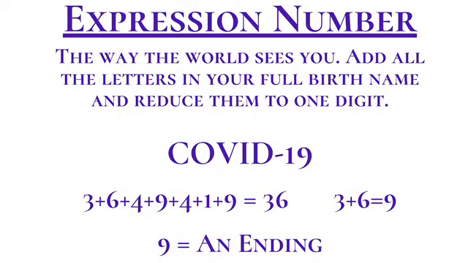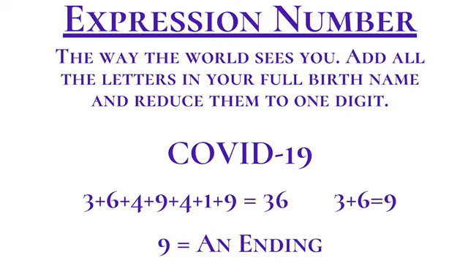So the two names used to refer to this virus are COVID-19 and coronavirus. Let's go over the COVID-19 name first. The expression number in numerology is basically the number that determines the way the world sees you, and it's how you express yourself to the world. So this number is going to determine the way the world sees this virus. For the COVID-19 name, the expression number is a number 9.